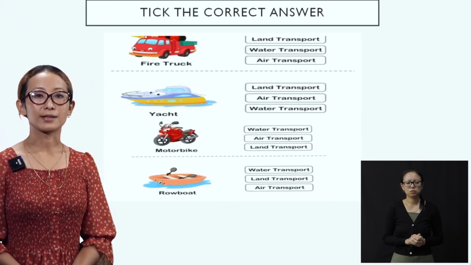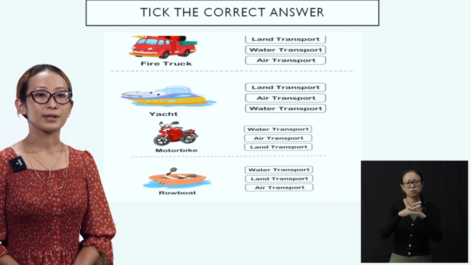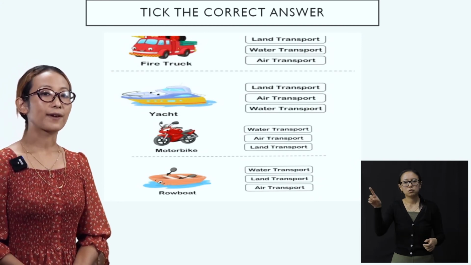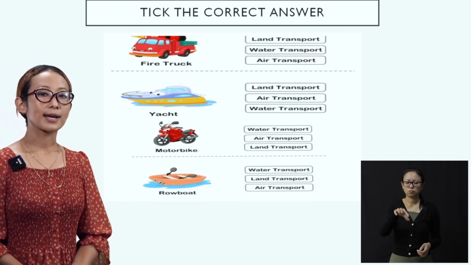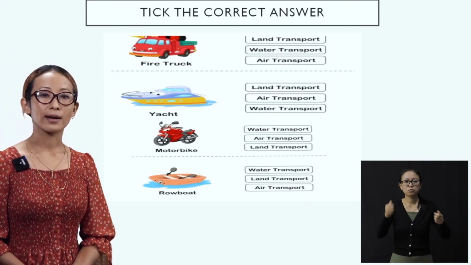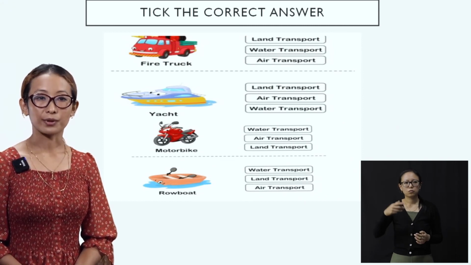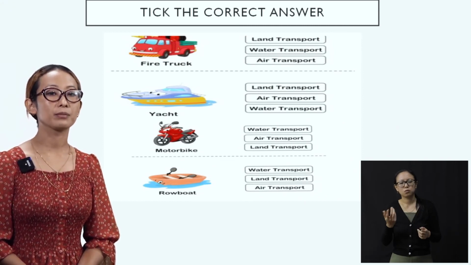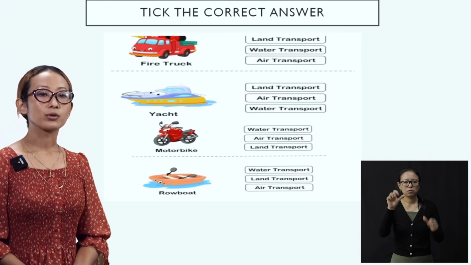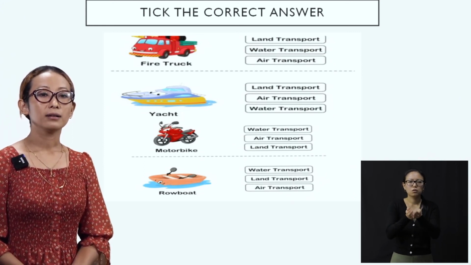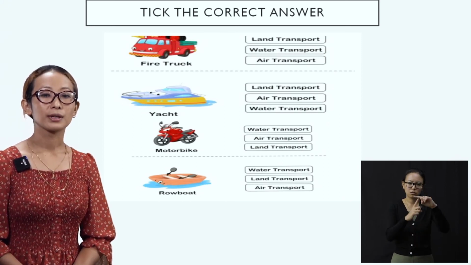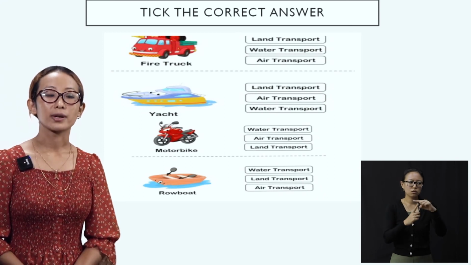So ma'am has got an activity for you. In this activity, you have to choose the correct answer. In the picture, you can see a fire truck. A fire truck can be categorized into land transport, water transport or air transport. A fire truck can be categorized into land transport, yes or no? Next is a ship, and the ship can be categorized into water transport. Next is a picture of a motorbike, and the motorbike can be categorized into land transport. Next is a rowboat, and the rowboat can be categorized into water transport.